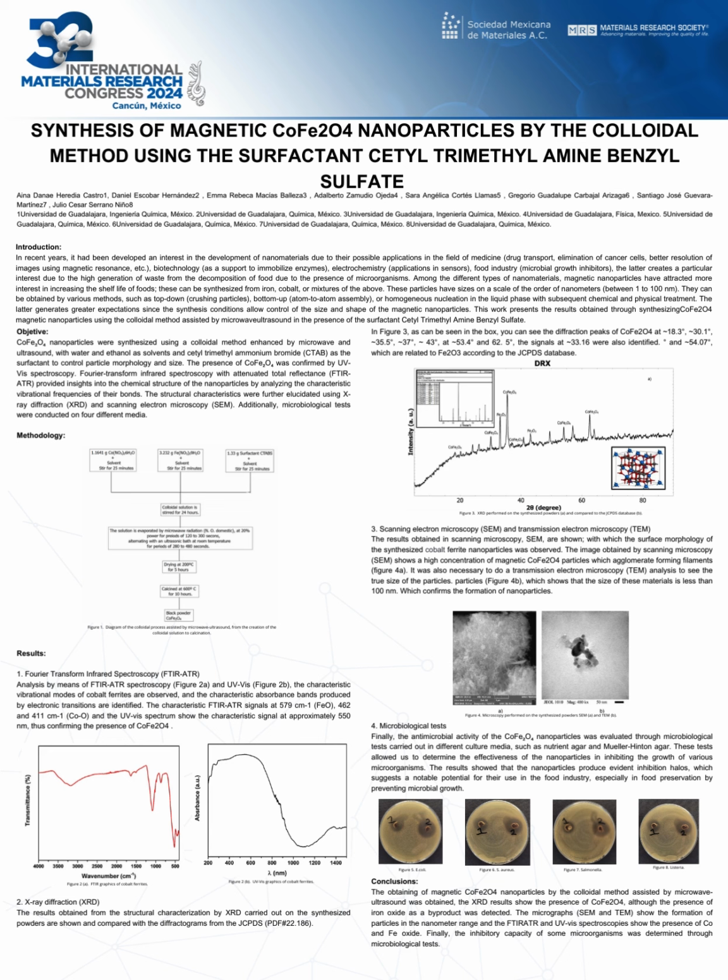Then we have scanning electron microscopy and transmission electron microscopy. The scanning electron microscopy reveals the surface morphology of the nanoparticles, showing agglomeration of cobalt ferrite particles. Transmission electron microscopy confirms that the particles are smaller than 100 nanometers. Finally, the microbiological test showed that cobalt ferrite nanoparticles inhibit the growth of various microorganisms, suggesting their potential use in the food industry for food preservation.